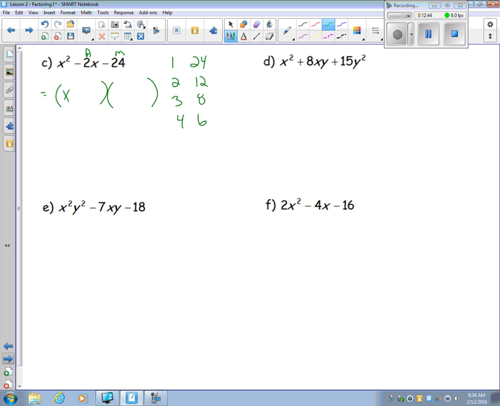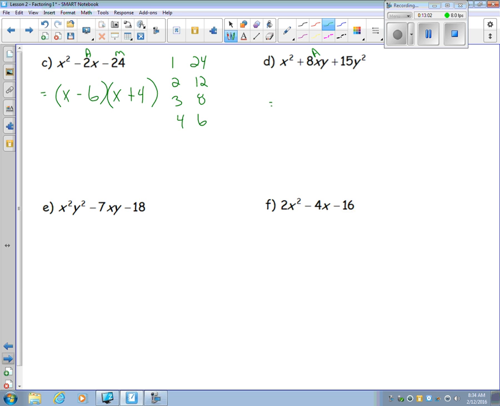So the order of my signs matters. To get negative 2, it has to be a negative 6 and a positive 4. And it's the only combination that multiplies to negative 24 and adds to negative 2. Let's try the next one.